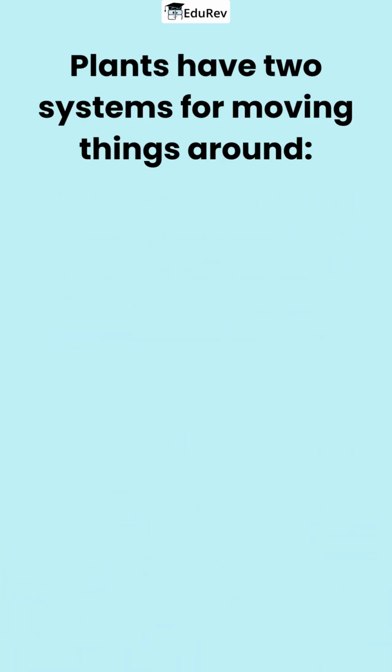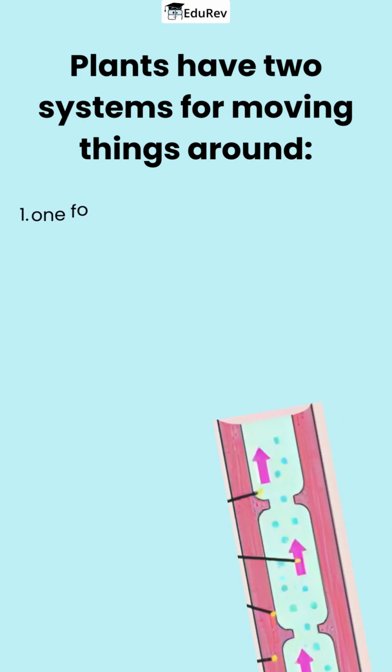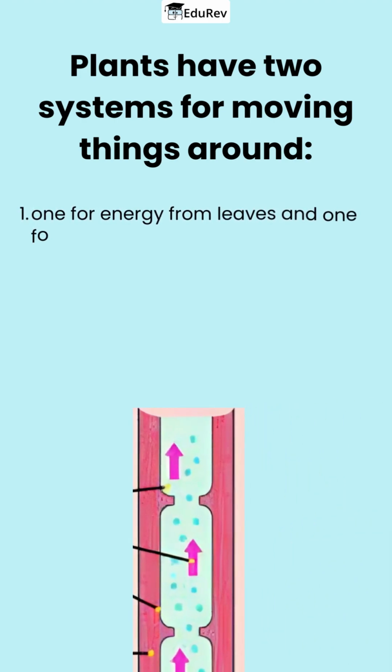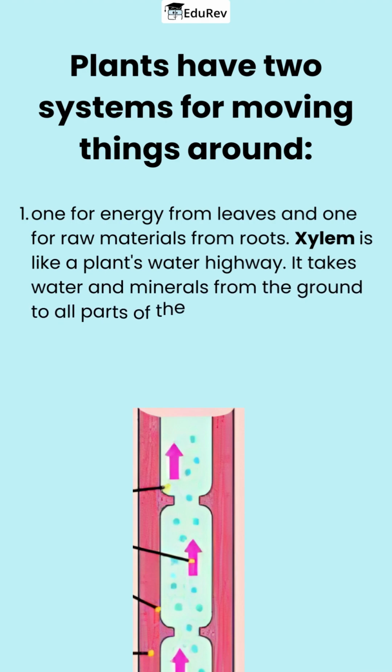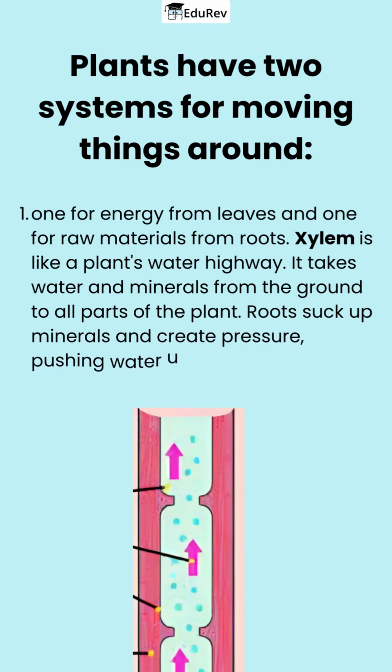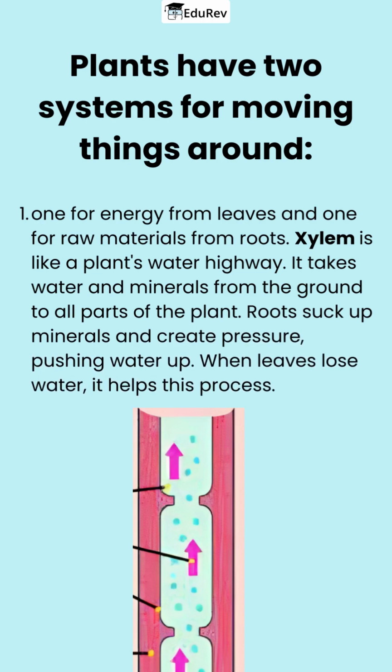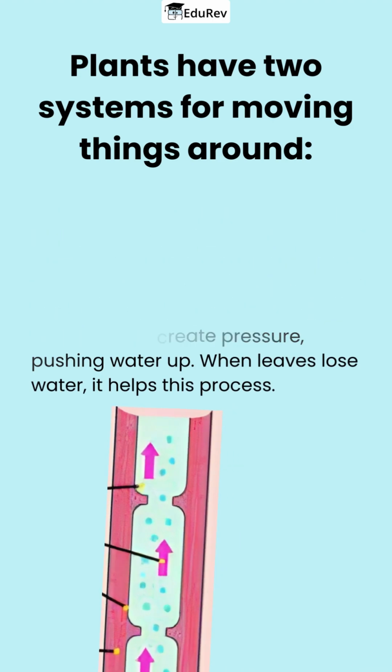Plants have two systems for moving things around, one for energy from leaves and one for raw materials from roots. Xylem is like a plant's water highway. It takes water and minerals from the ground to all parts of the plant. Roots suck up minerals and create pressure, pushing water up. When leaves lose water, it helps this process.